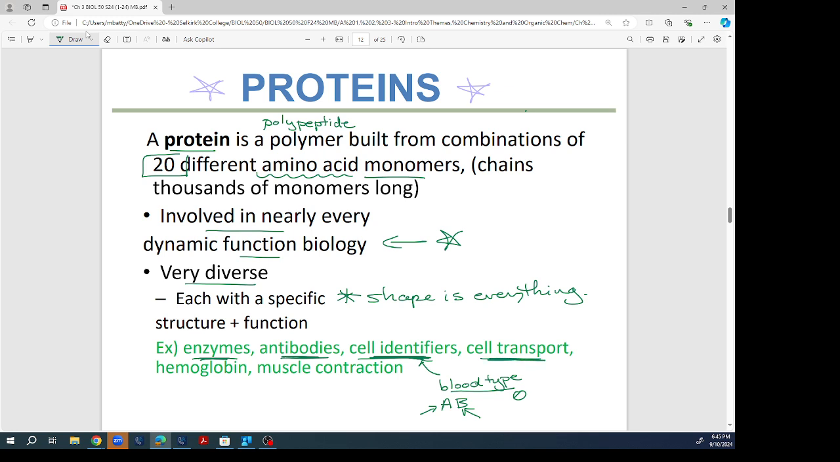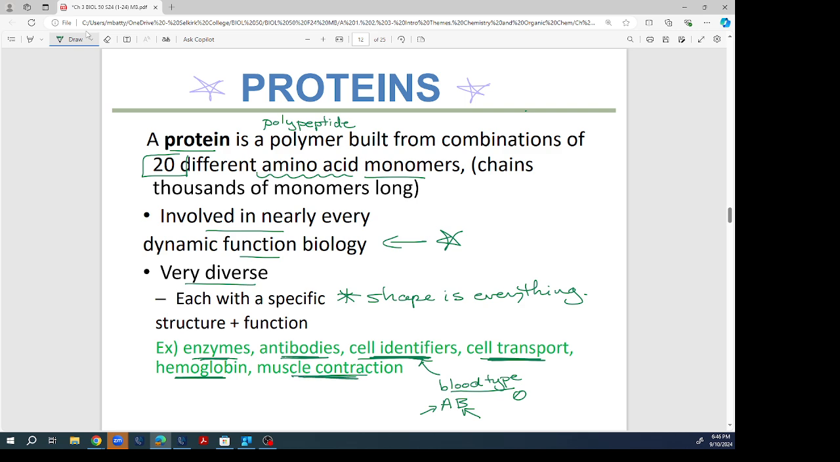Cell transport, so that selectively permeable membrane, how things go in and out of a cell. Proteins are kind of the gateway on that. Hemoglobin is a transport protein in your red blood cells, and its key job is helping transport dissolved gases in your body.